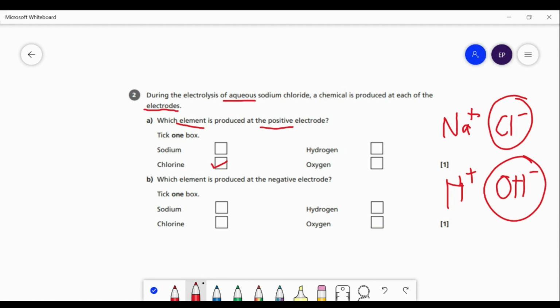B, which element is produced at the negative electrode? So the negative electrode is going to be the one that the positive ions go towards. So we can just rule out those negative ions straight away.